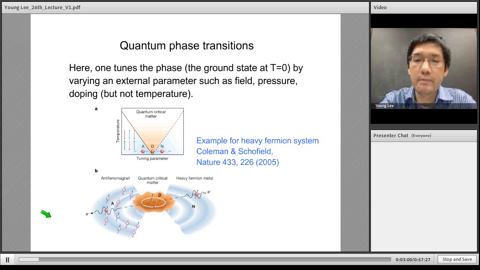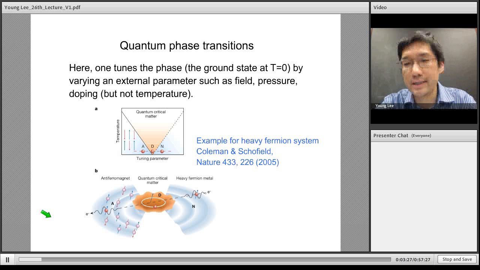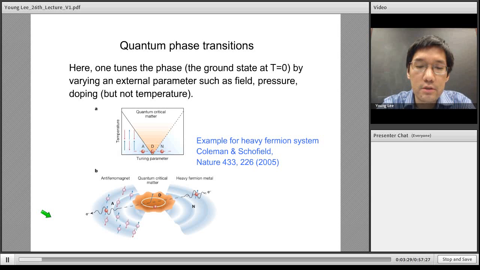So what we're going to talk about then are transitions between phases that are ground states. So these are phases at T equals 0. And then how do you drive these transitions? Well, you need to tune some external parameter, and that's typically done by, say, an applied field, or applying pressure, or doping. But again, we're not going to be changing temperature to affect these transitions, because these are transitions between T equals 0 states. And here's a typical phase diagram that you encounter.